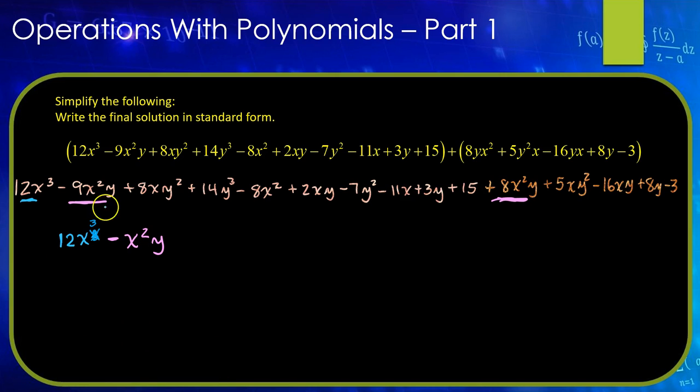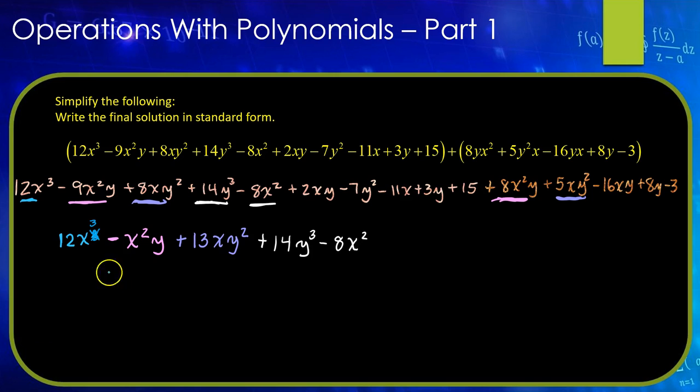And then when I subtract, when I have the minus 9x squared y and the plus 8x squared y, that becomes the negative 1x squared y. Of course, we write the negative sign. We don't usually put a coefficient of 1 in. Next, I move to the xy squares. I have 8 plus 5 of those, which is 13.